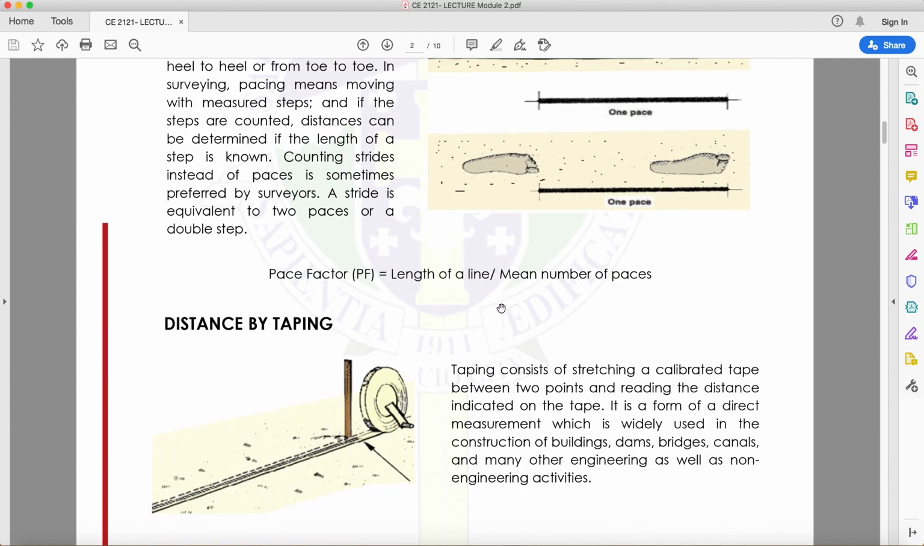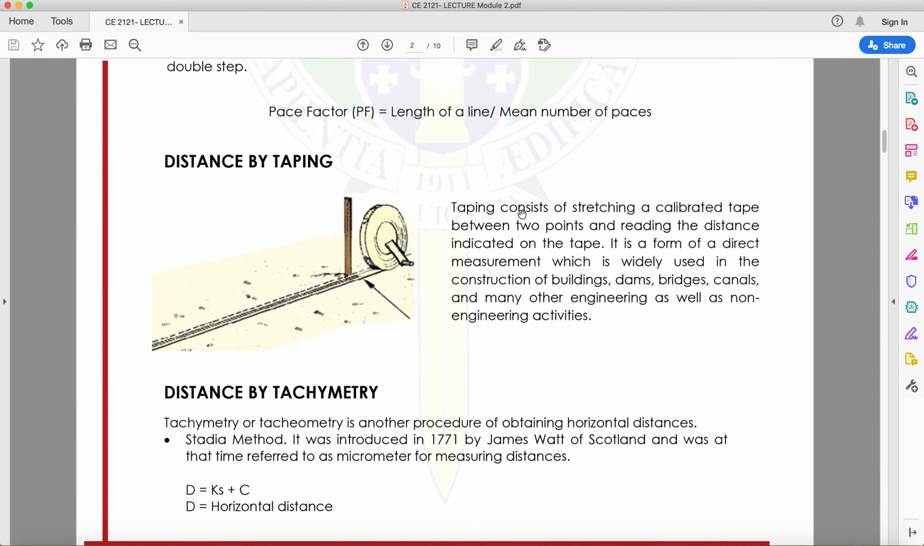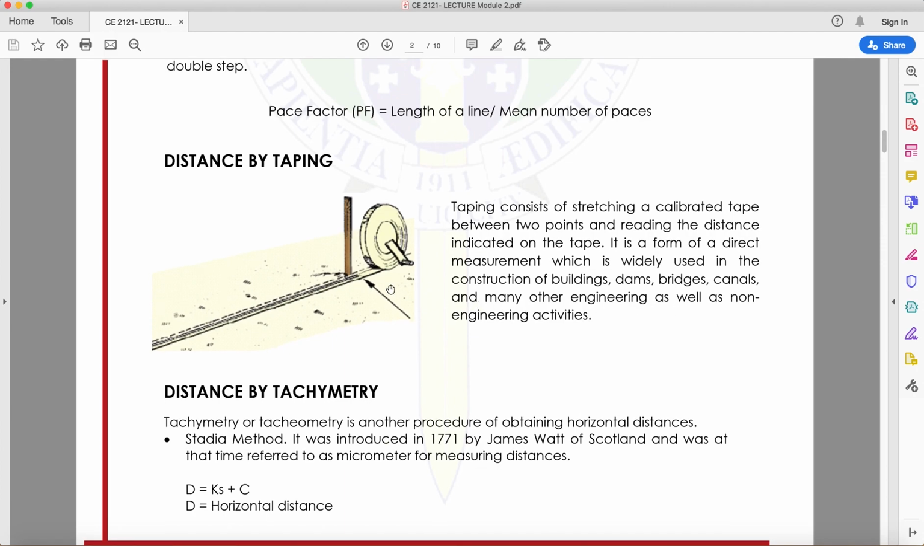Next is distance by taping. Taping consists of stretching a calibrated tape between 2 points and reading the distance indicated on the tape. It is a form of direct measurement which is widely used in construction of buildings, dams, bridges, canals, and many other engineering, as well as non-engineering activities.